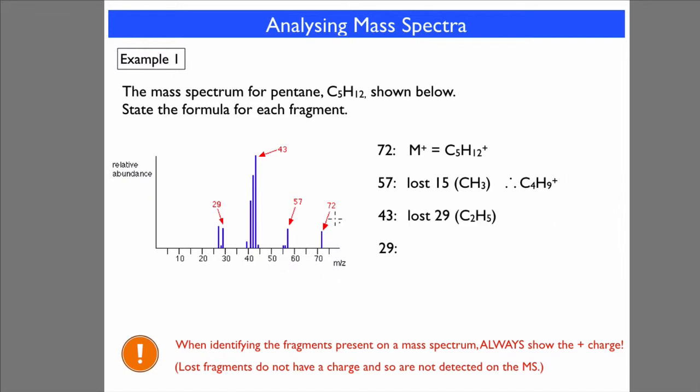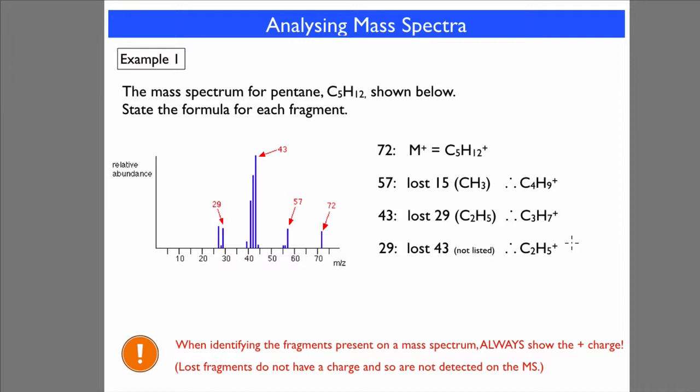Next, 72 minus 43 is a loss of 29. That's a loss of C2H5, which gives us the C3H7+. And finally, a loss of 43, which is not on our list. We do know that if you just take it away, it gives us a C2H5+ cation.